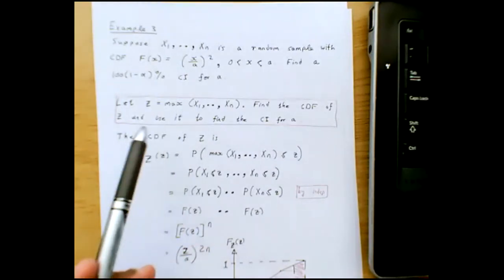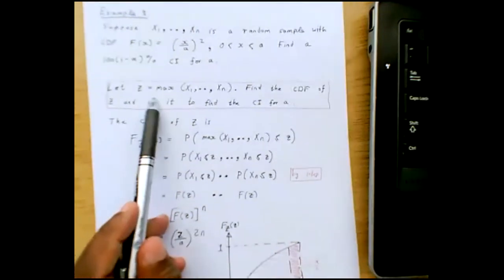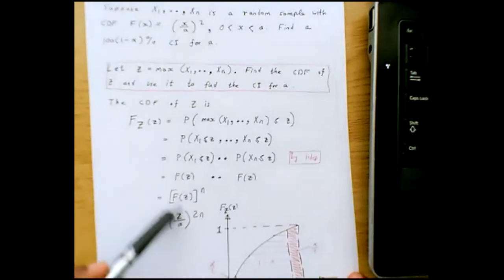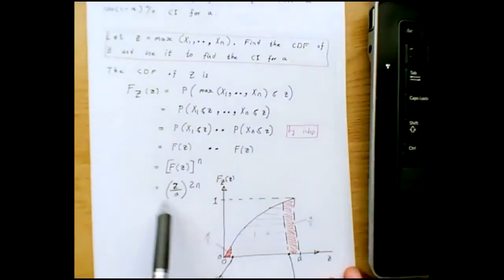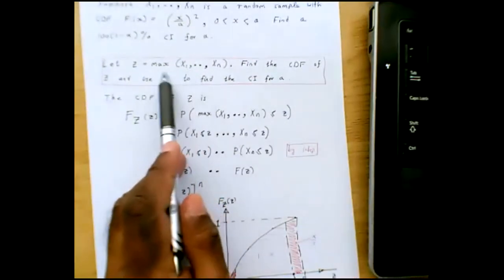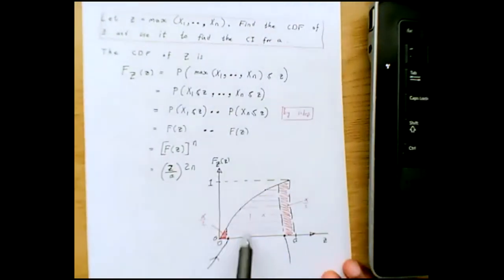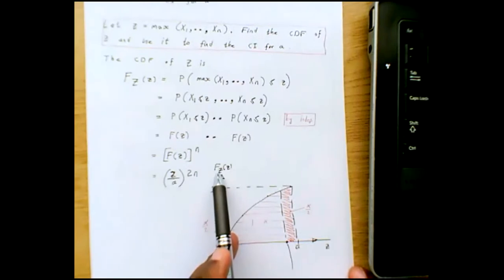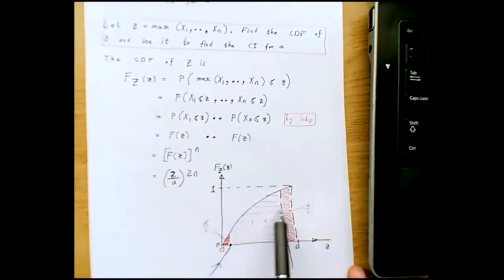Using this, the first thing you need to do is to find the CDF of this statistic, which, if you follow this process here, is the CDF of the statistic max. Now, if you plot the CDF versus Z, it will look like this.